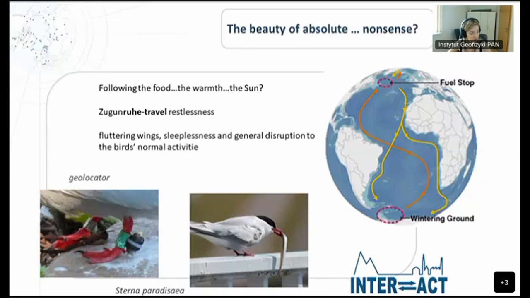I mentioned Arctic tern as being a record holder, actually an absolute record holder in the world of migratory animals in total, meaning how long their journey is. So a little bit about the Arctic tern, this little bird with a black cap and red beak, the small bird. Nothing unusual, you might say, but actually its journey is still not fully explained.